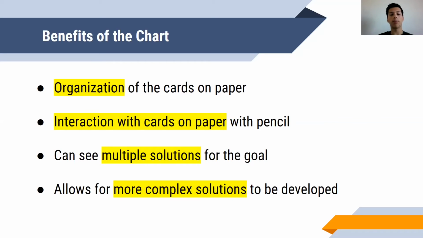The chart also allows you to see multiple solutions for the goal. Like as we saw for the previous goal of 4, there were some pretty simple solutions that we could immediately see with the chart. And then finally, the chart allows for more complicated solutions to be developed. The chart, since it organizes the cards so well, it allows you to create solutions that have more complexity more easily than if you were looking at the cards themselves on the table. And you can try this out more, but you'll find that the chart will be significantly helpful in allowing you to create more thorough, complex solutions.